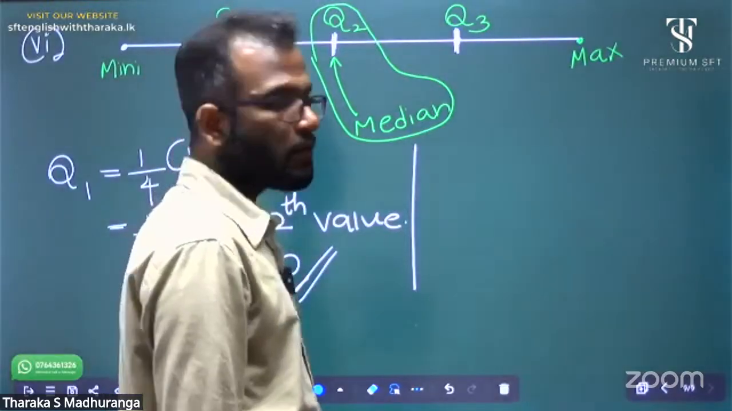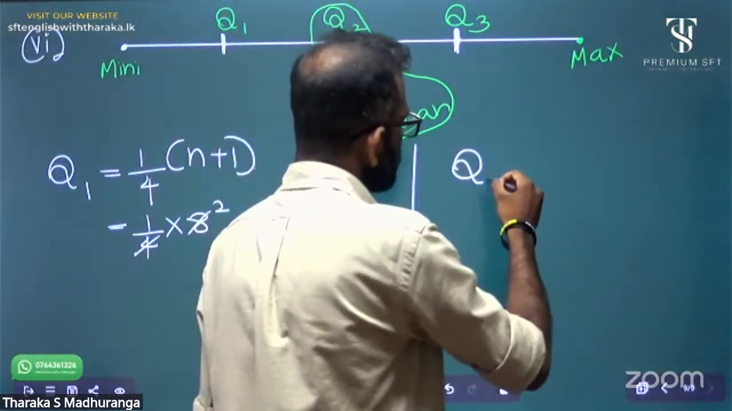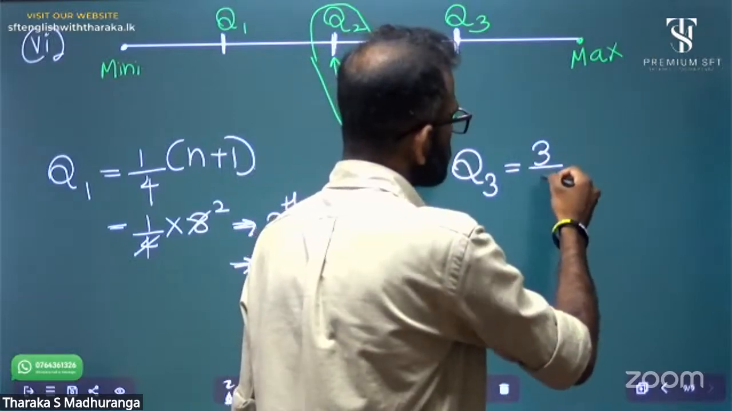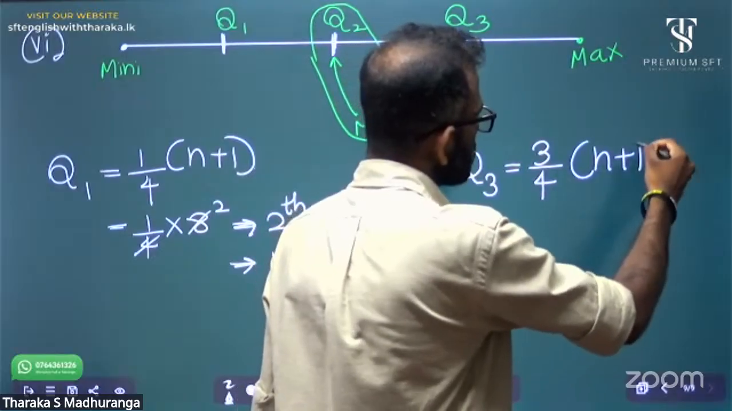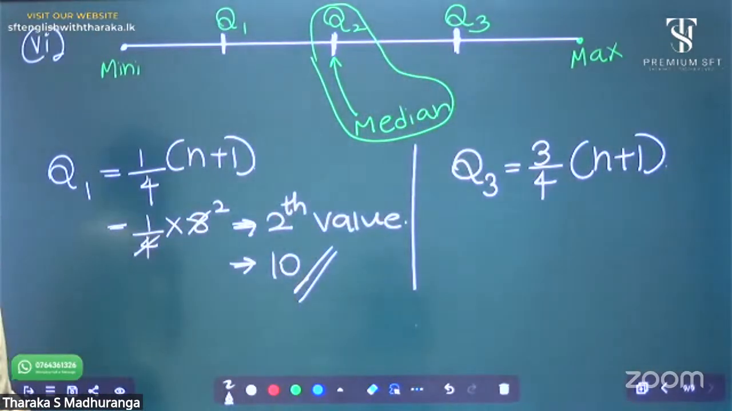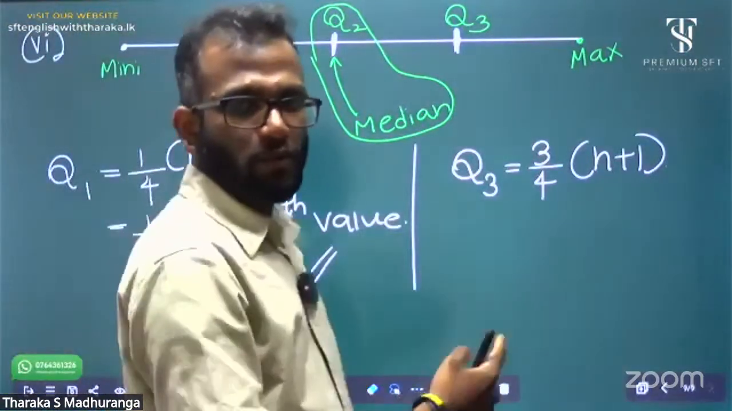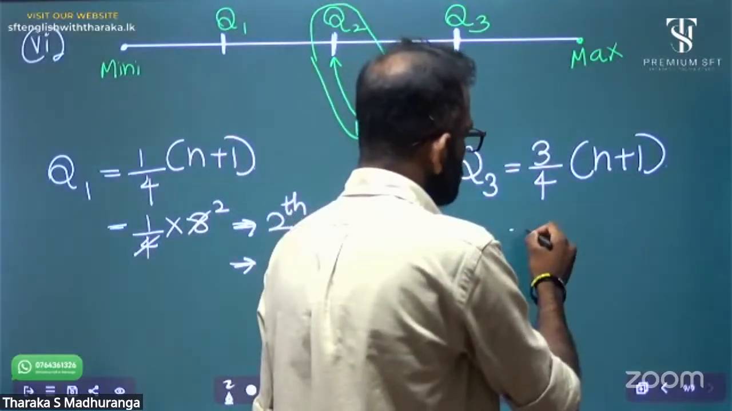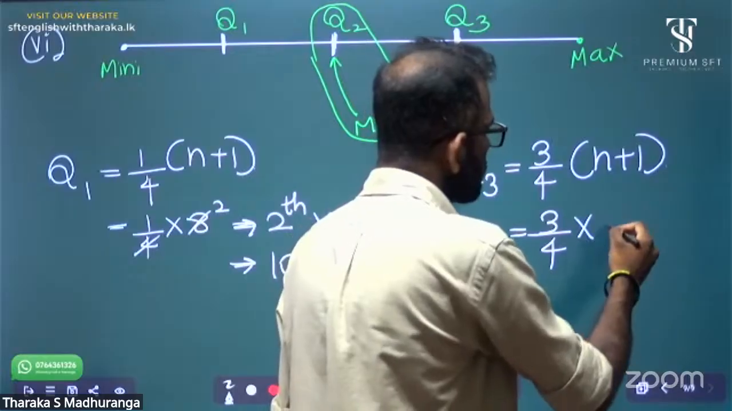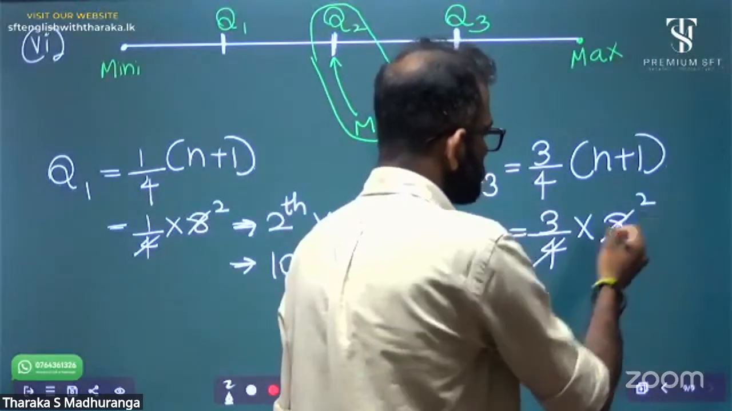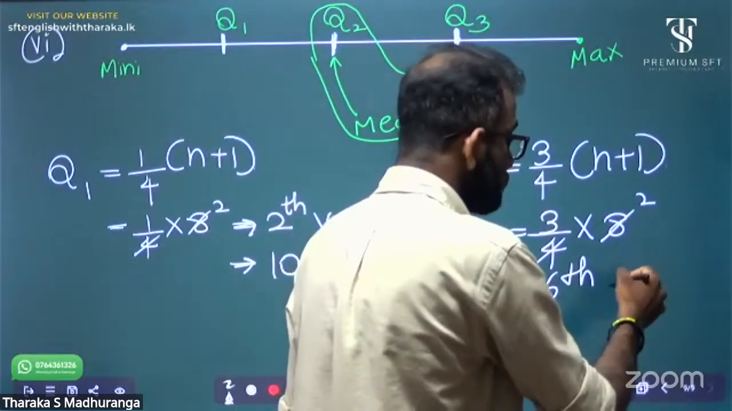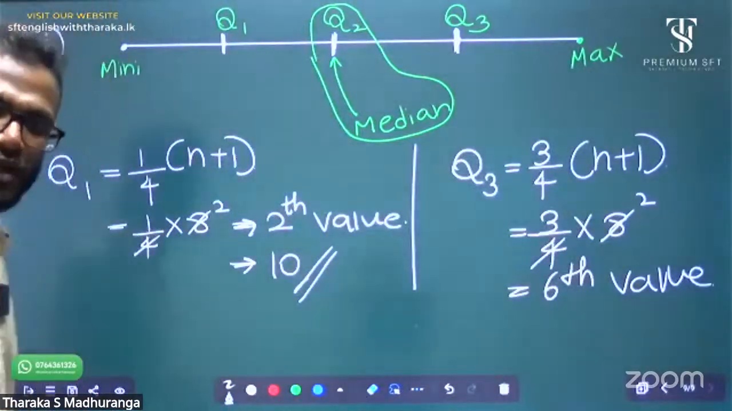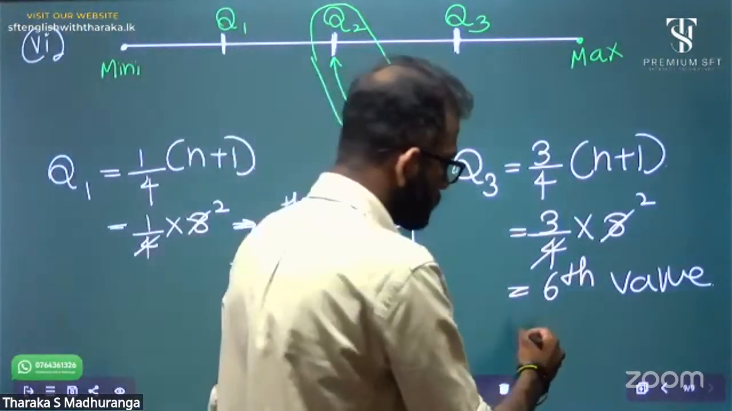Third quartile, Q3, equals 3 over 4 times (n plus 1). 3 over 4 times (n plus 1) means the sixth value. The sixth value is the third quartile.